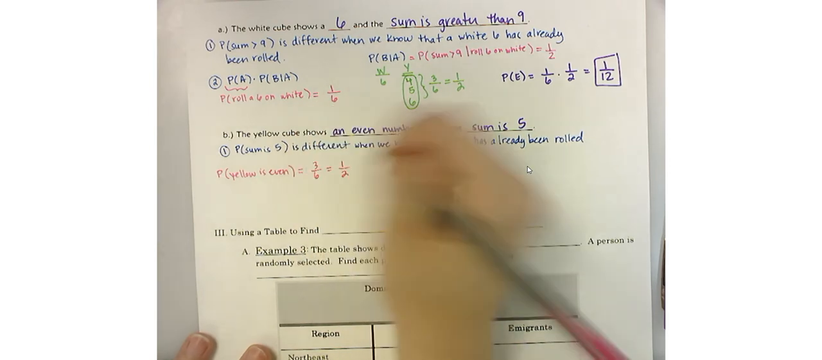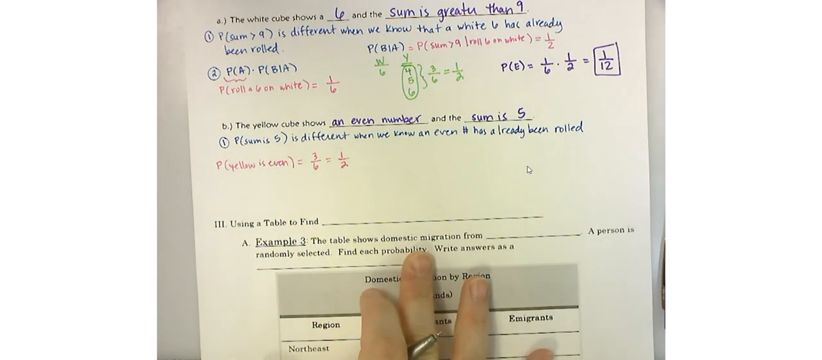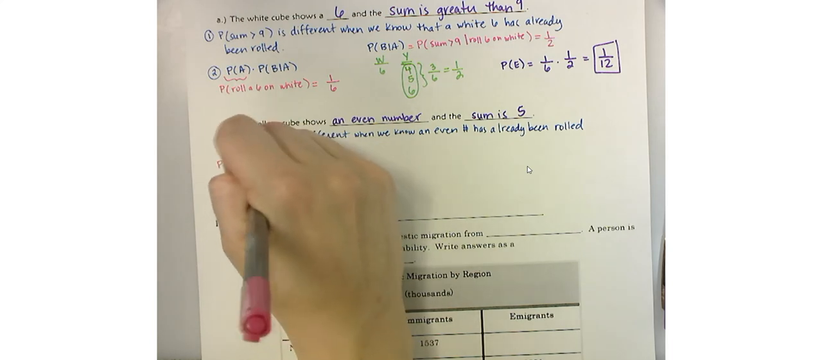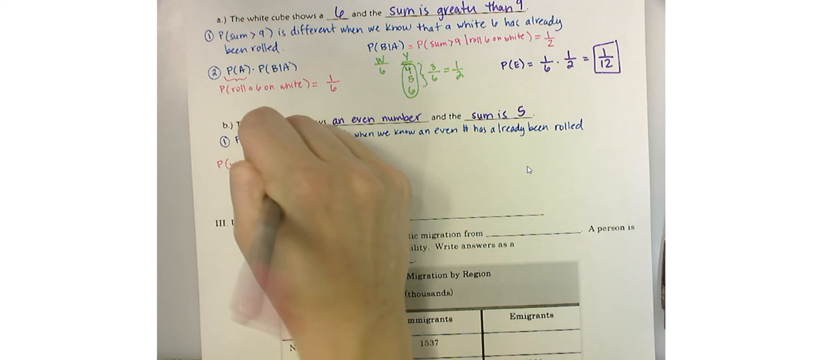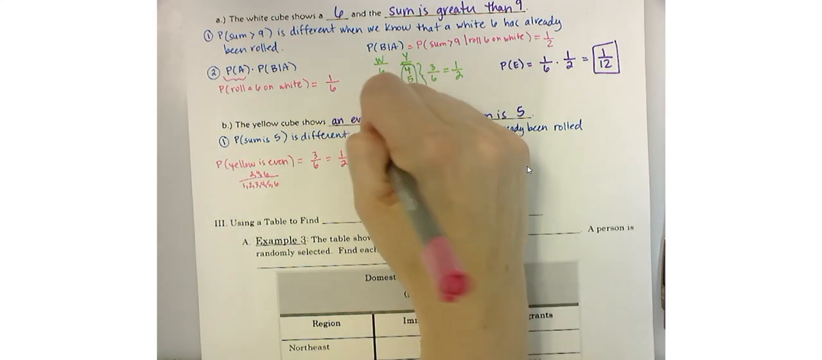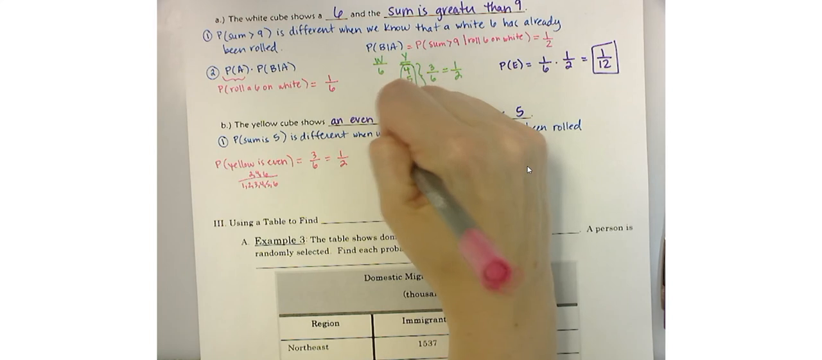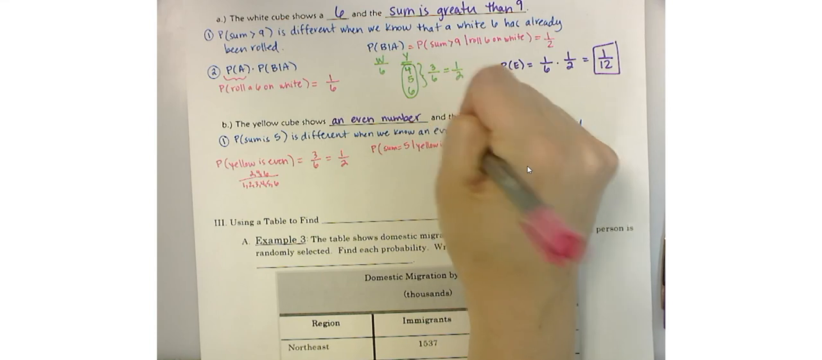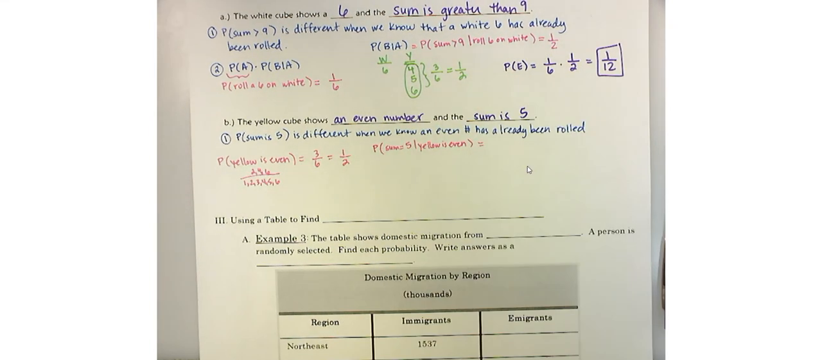Okay, and then we're going to do the probability that the sum equals 5, given that yellow is even. So when I do this, I like to write out what I have. So we know that the yellow is even. So the yellow cube could be a 2, a 4, or a 6. Okay, and then I have to think about what my possibilities are for the white cube.